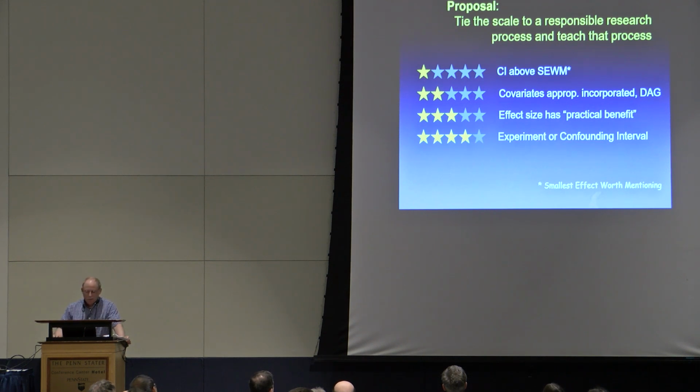4 stars is that you've done an experiment. But in many matters of importance, it's impossible to do an experiment. So I've invented something called the confounding interval, which expresses the uncertainty created by unhandled or unknown covariates. And finally, the 5th star is that your finding has been independently confirmed.